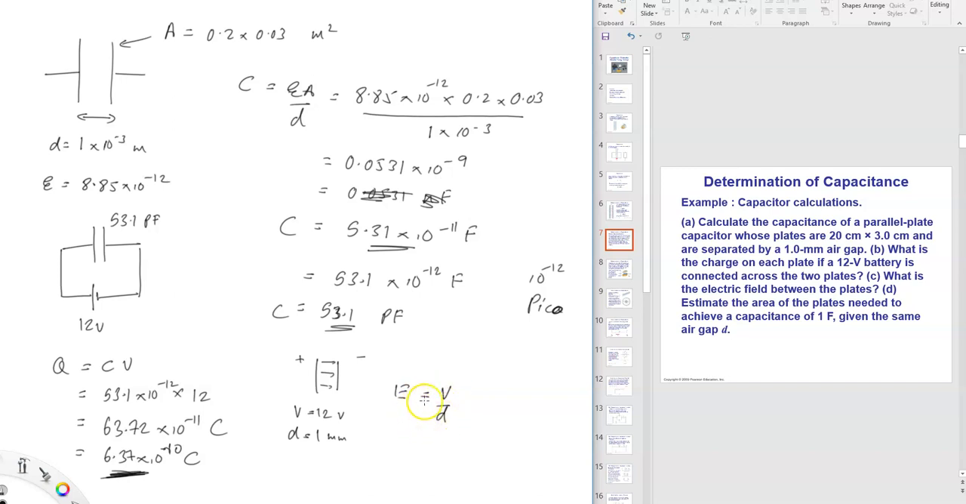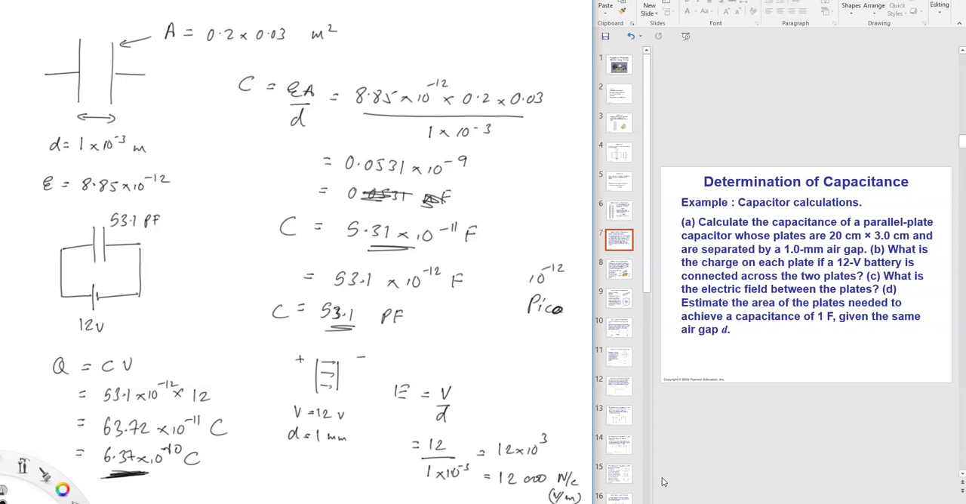We discussed this equation at the beginning of this video, right? So that will be 12 volts divided by 1 millimeter. So 12 times 10 to the 3, 12,000 newtons per coulomb or volts per meter. Okay, that's the electric field.